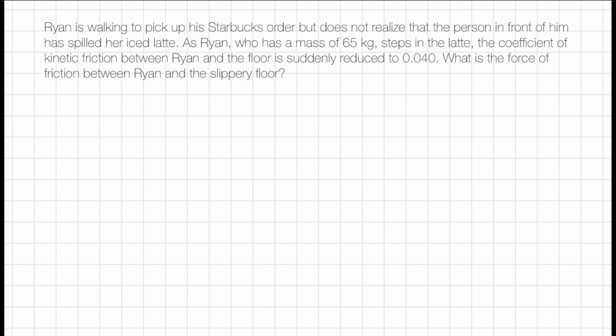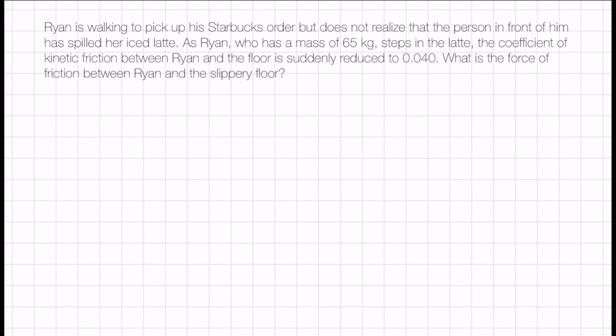In this problem, Ryan is walking to pick up his Starbucks order but does not realize that the person in front of him has spilled her iced latte. As Ryan, who has a mass of 65 kilograms, steps in the latte, the coefficient of kinetic friction between Ryan and the floor is suddenly reduced to 0.040. What is the force of friction between Ryan and the slippery floor?